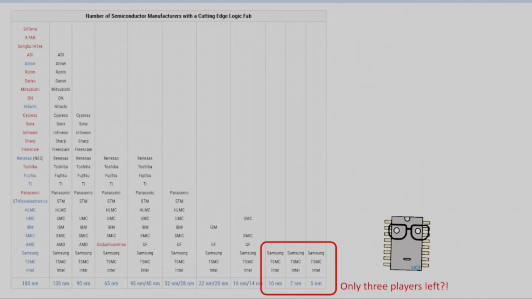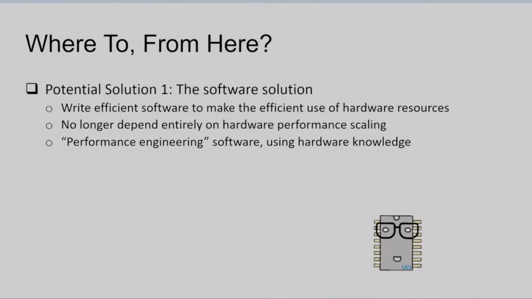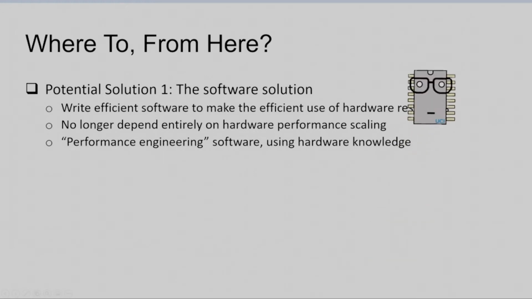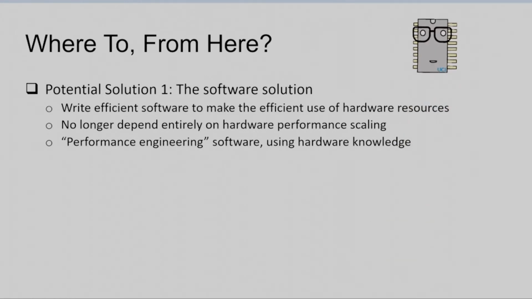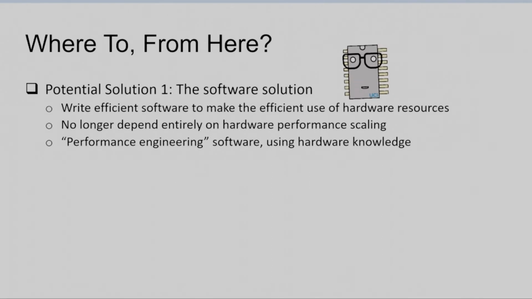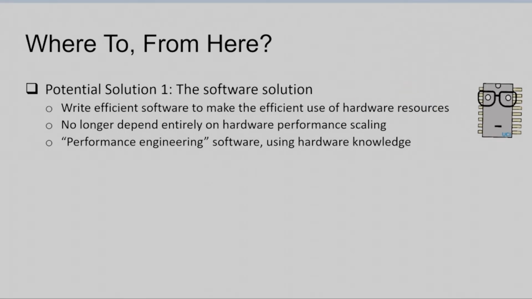So given that this is the world that we are living in right now, what can we do as engineers, researchers, programmers, and architects? And this is where this course comes in as a kind of high-level introduction. Number one, the first potential solution, is the software solution, at least from the context of this course. The software solution is to write efficient software to make the most efficient use of available hardware resources.